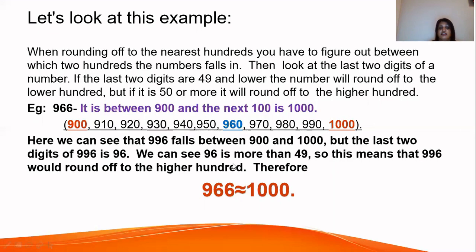So, 966 rounded off to the nearest 100 is 1,000, because 960 falls on the right hand side of 950. So 966 falls in this category here between 960 and 970, which is closer to 1,000. So I'm going to round it off to the nearest 100, which is 1,000.